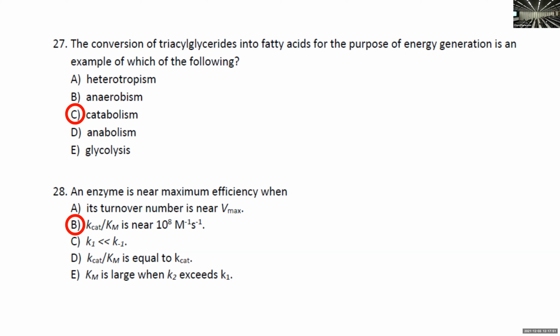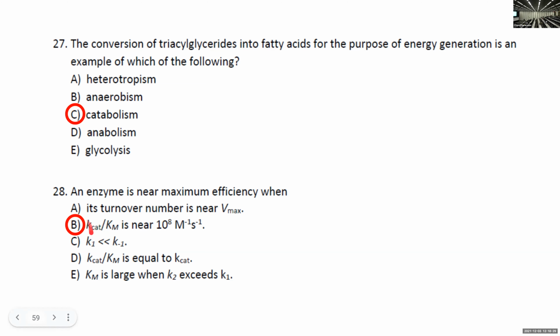No? So how can anyone explain why the right answer is B? Anyone? So what is kcat over Km? What is it? Exactly. That's an efficiency or specificity of an enzyme, right? So an enzyme near maximum efficiency. So you're talking about efficiency, so it should be kcat over Km.